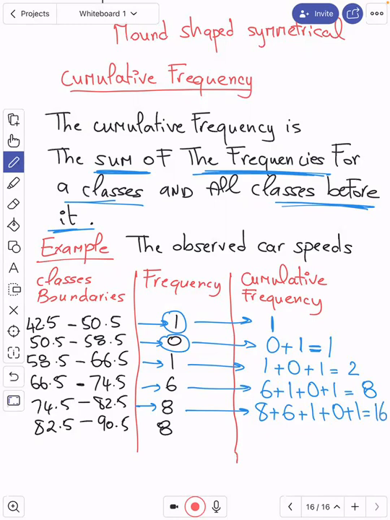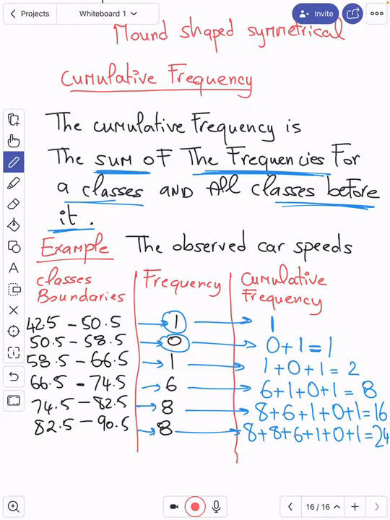And finally, for the last class, its frequency is 8, plus the frequencies of the classes before it. Before we had 8 for the fifth class, in the fourth class we had 6, in the third class we had 1, the second class we had 0, and the first class it's 1. And so the total would be 24. That would be the cumulative frequency of the last class.